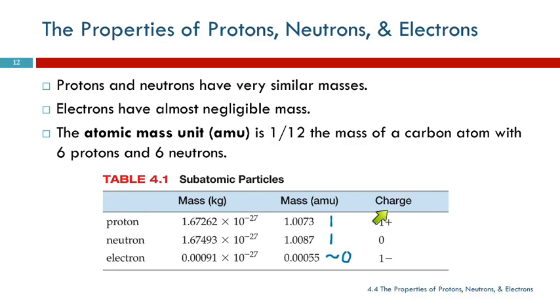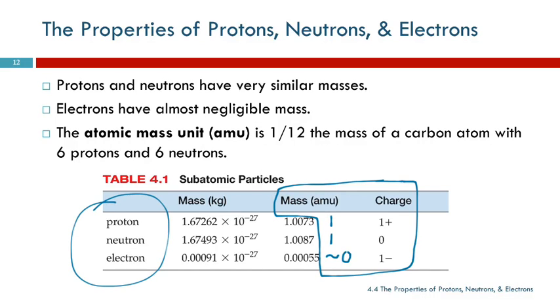And then charges. These are relative charges. They can be measured in actual charge units like coulombs, but it doesn't really matter for our purposes. So a proton has a +1 charge, a neutron is 0, and an electron has a -1 charge. So you need to know these, and of course, the names of those guys. Okay. Proton is positive, neutron is neutral, electron's negative.